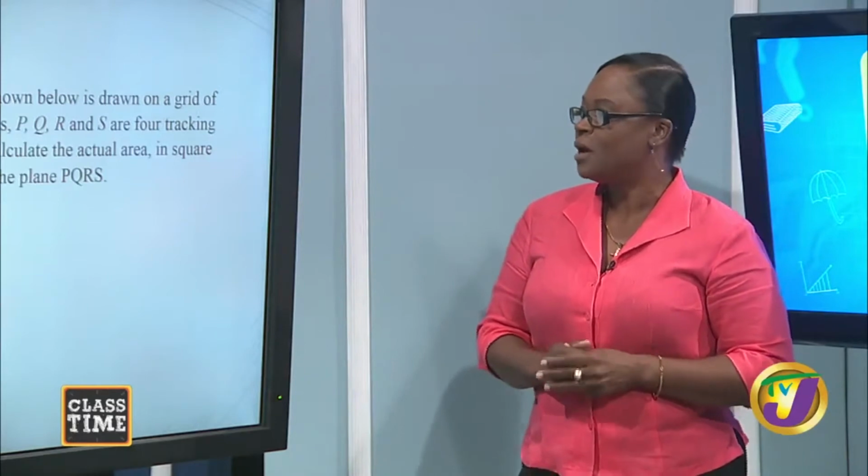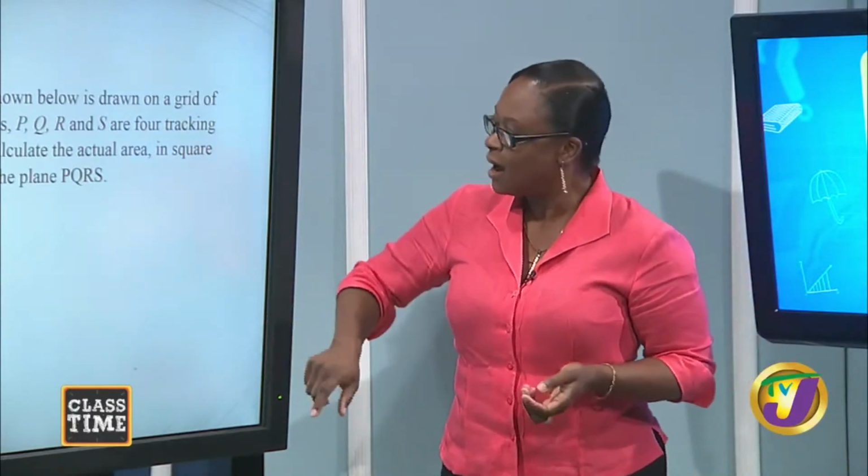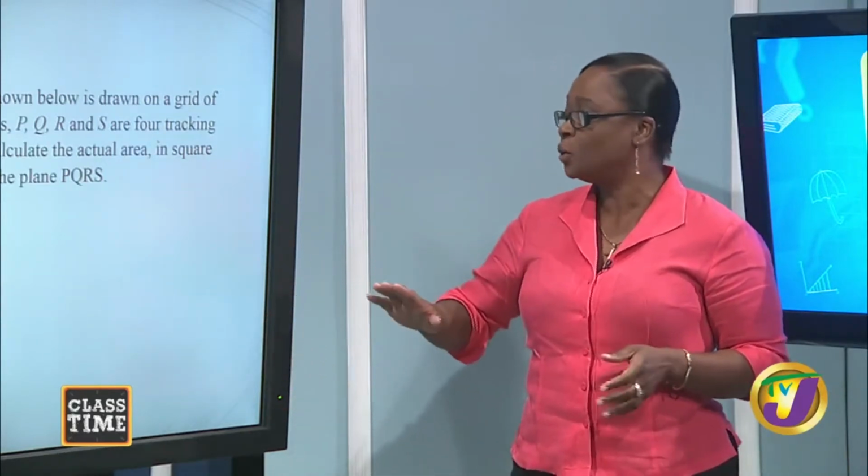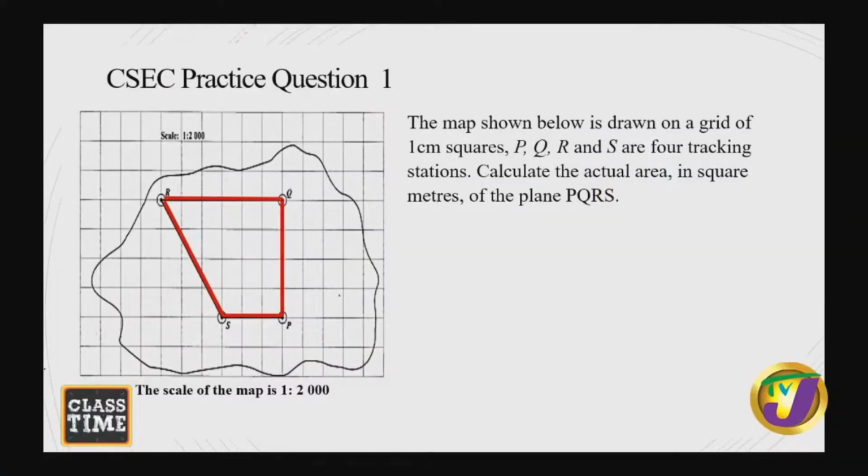Good. Now, we are also asked to calculate the actual area between the 4 tracking stations. First we did the area by counting. Now we're to calculate the actual area in square meters. So we are moving now from square centimeters to square meters, and we need to remember our conversion.